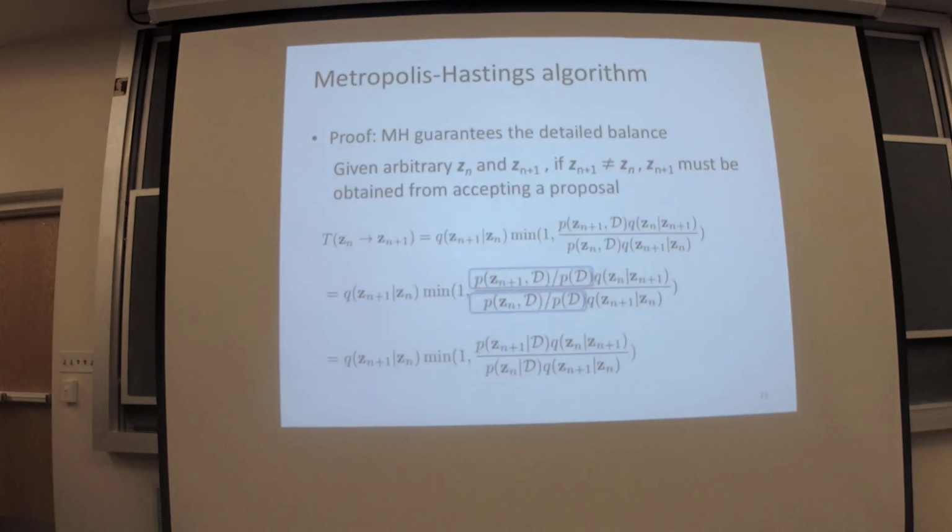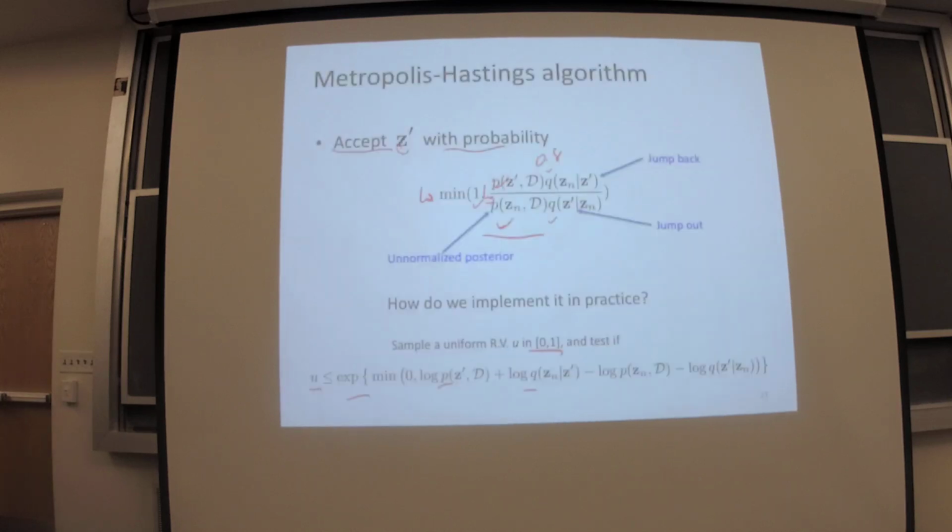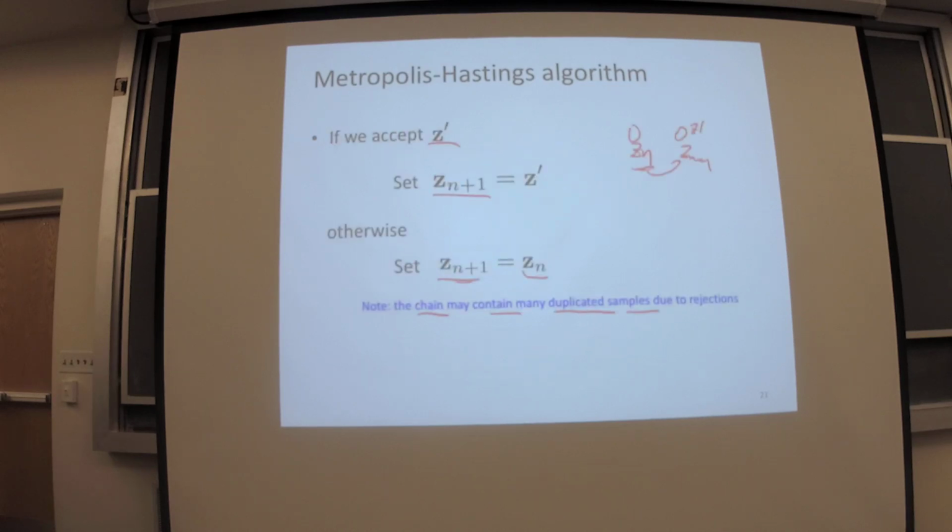So now I want to prove this algorithm is correct. Why is this correct? To prove that, it's simple. Just show that Metropolis-Hastings guarantees the detailed balance. If it guarantees the detailed balance, that means your posterior is invariant to your transition kernel, right? And then that means your Markov chain will converge to the true posterior, right? Of course, right now we assume the transition kernel is homogeneous, and in most cases it is. You don't need to worry about it converging to different distributions.